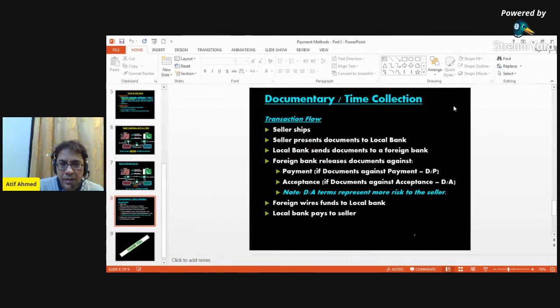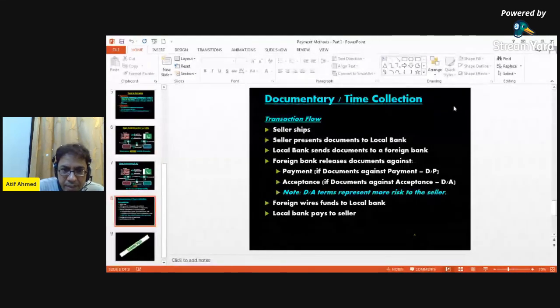Now here I have made the documentary and time collection process transaction flow, so that you can understand in a simpler or better way how this works. First of all, the contract of sale is made between the buyer and the seller. Seller ships the goods. Seller presents the documents to the local bank. Local bank sends the documents to the foreign bank. Foreign bank is basically the buyer's bank, and local bank is basically the seller's bank. Foreign bank releases the documents against. Now there are two conditions. One is DP and one is DA.